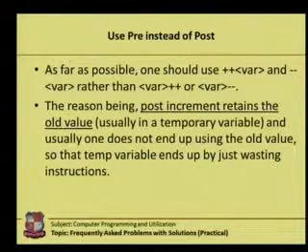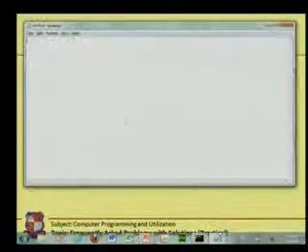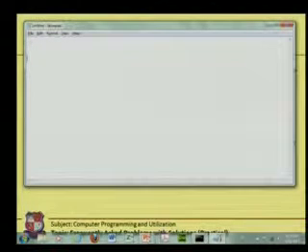So the algorithm of pre-increment comprises a single step of just incrementing, but the algorithm of post-increment is made up of a couple of steps. First, taking the value into a temporary variable and then actually incrementing it. So I'm showing a practical example of exactly where we should use pre and where there is no difference.